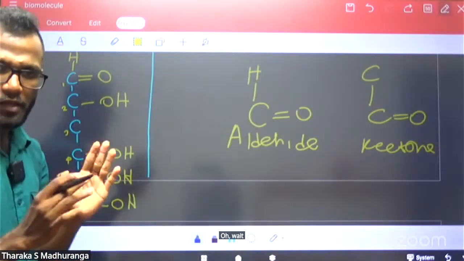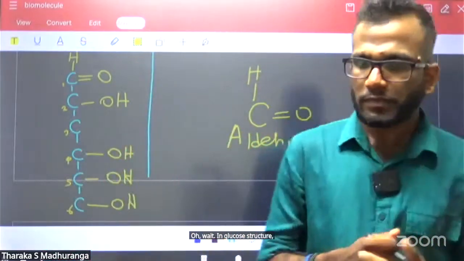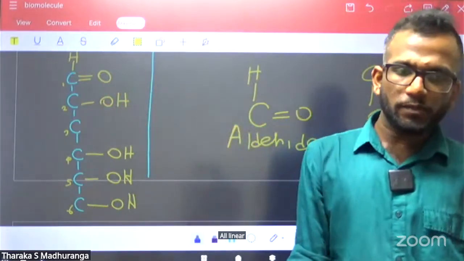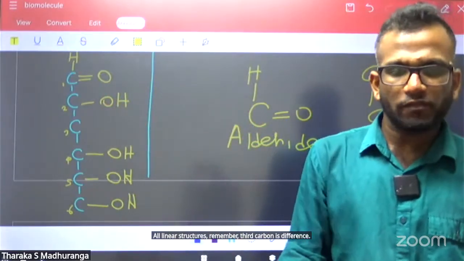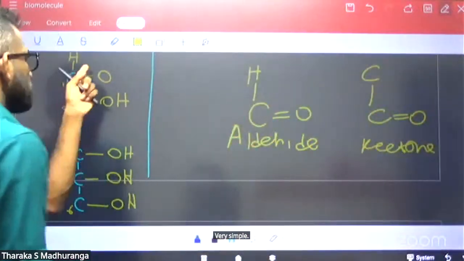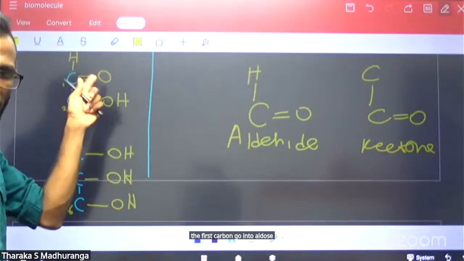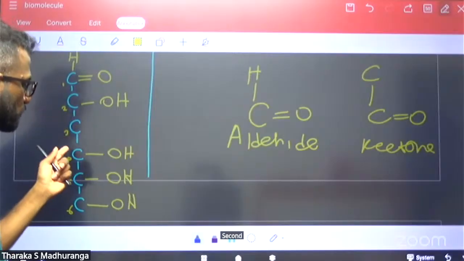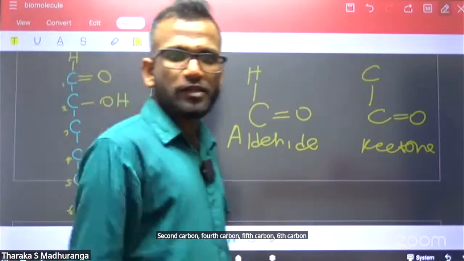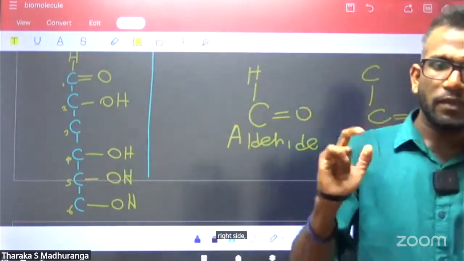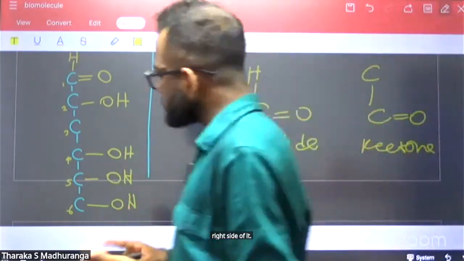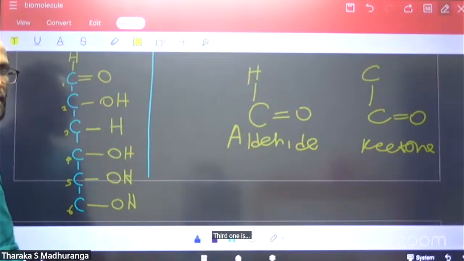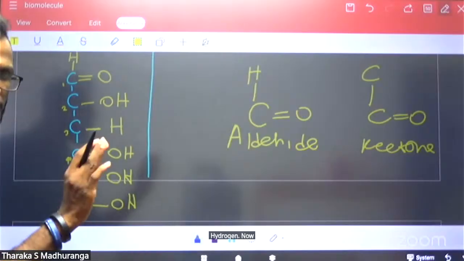OH. In the glucose structure, except for the third carbon, all the linear structures are the same. Remember, the third carbon is the difference. Very simple. The first carbon is the aldose structure. Then the second carbon, fourth carbon, fifth carbon, and sixth carbon have OH on the right side. In all the structures, the third one is different. The third one is hydrogen.